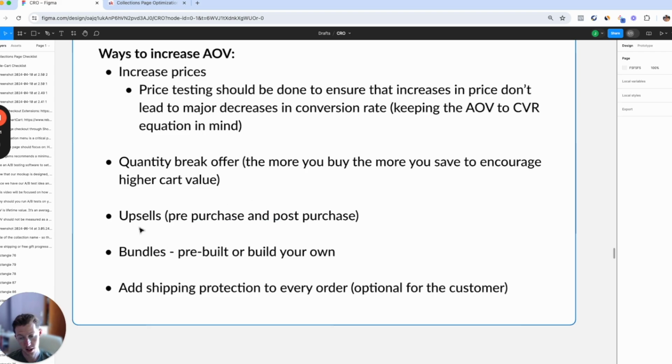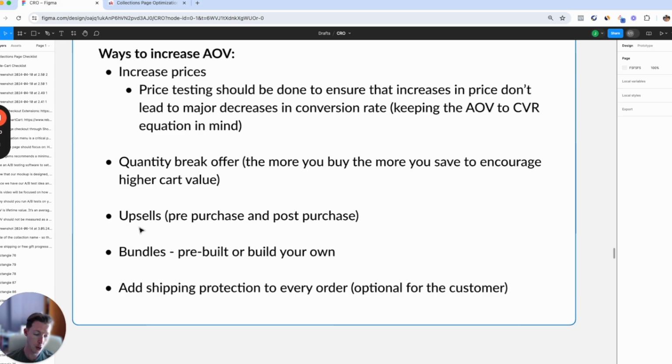Upsells, of course, you should have these in place. 1 pre-purchase, 1 post-purchase. A pre-purchase one could be when someone clicks add to cart and gets a pop-up with a one-time offer. It could be in the cart drawer, you have some offers in there. For some clients, we do both. It has to be tested.